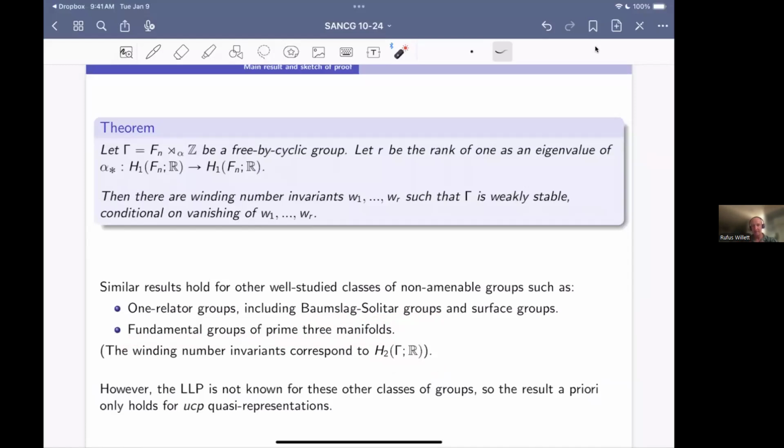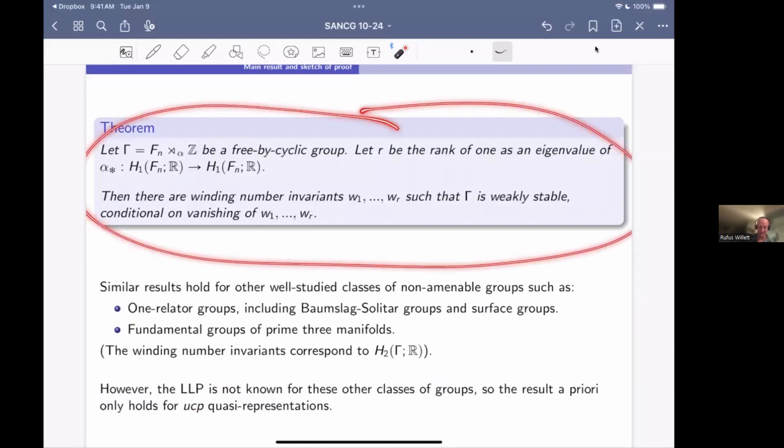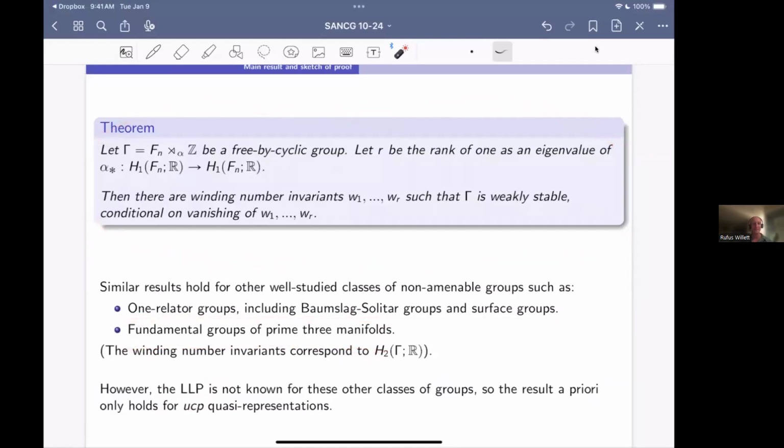The only caveat is that our friends in hard analysis have not proved the LLP for these classes of groups yet. I conjecture that they will prove it because it would be very upsetting if it wasn't true. So hopefully that will happen at some point. Once that happens, you would get the analog of this theorem for these classes of groups as well, and everything would work nicely. Okay, so out of time, and we'll stop there.